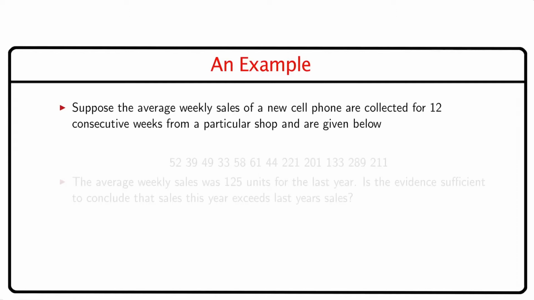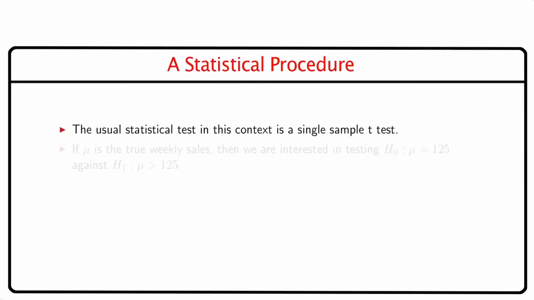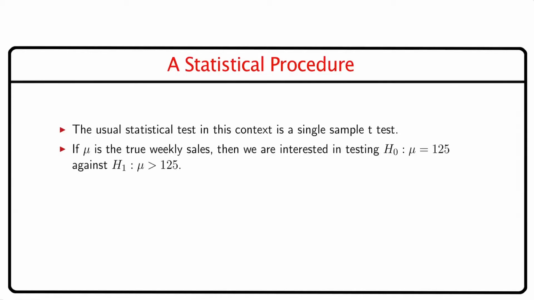Suppose the average weekly sales of a new cell phone are collected for 12 consecutive weeks from a particular shop. So there are 12 sales figures, and the average weekly sales was 125 units last year. It is of interest to know whether the current year sales exceed the last year sales. This can be made in terms of a statistical hypothesis. If mu is the true weekly sales, then we are interested in testing the null hypothesis mu equal to 125 against the alternative mu greater than 125.